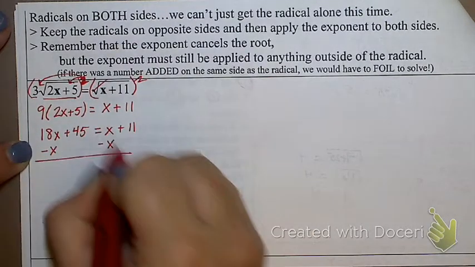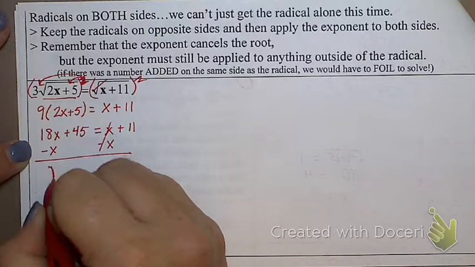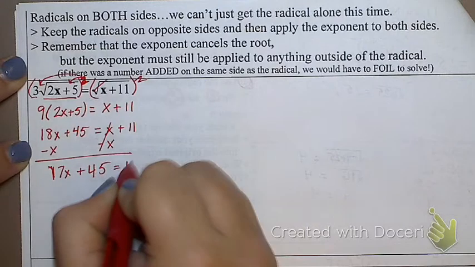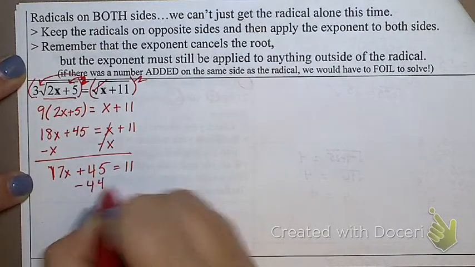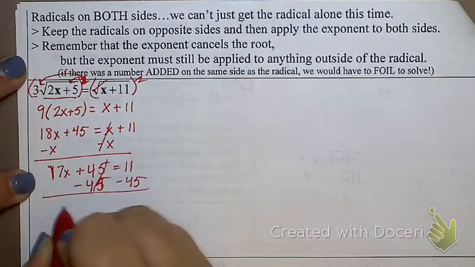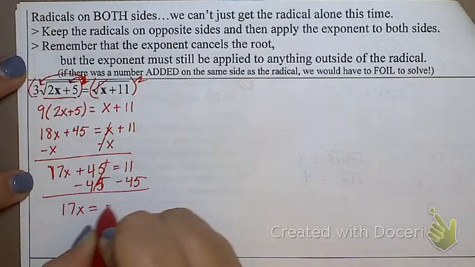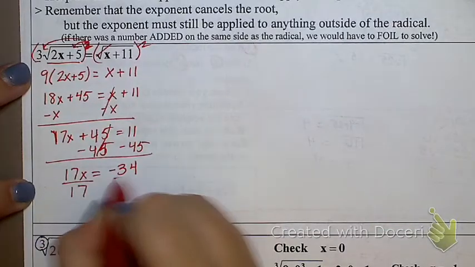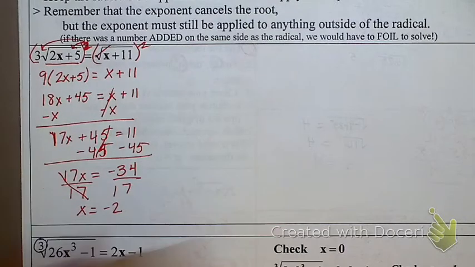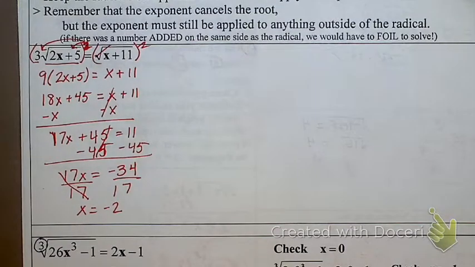I'm going to subtract x, 17x plus 45 equals 11. Subtract 45. 17x equals negative 34. X equals negative 2. Do I need to check my answer?